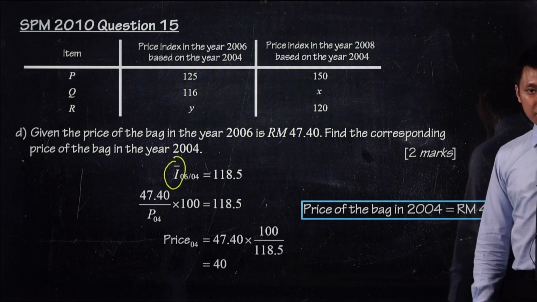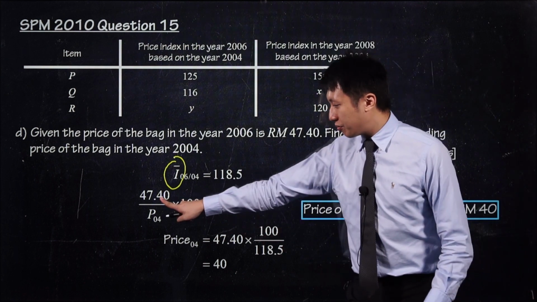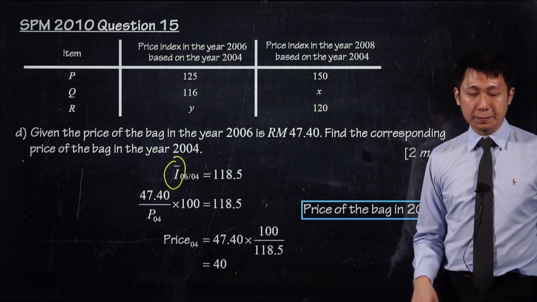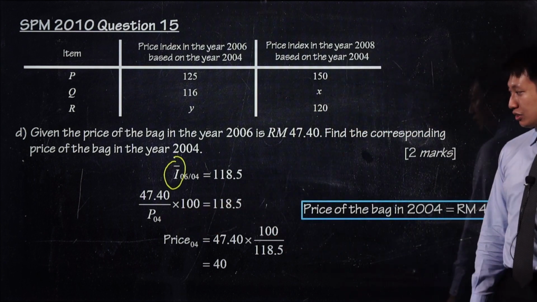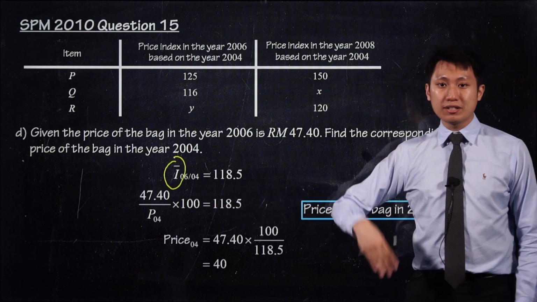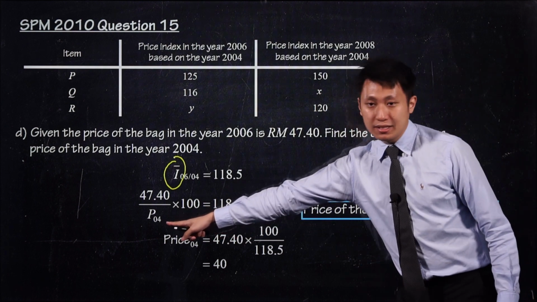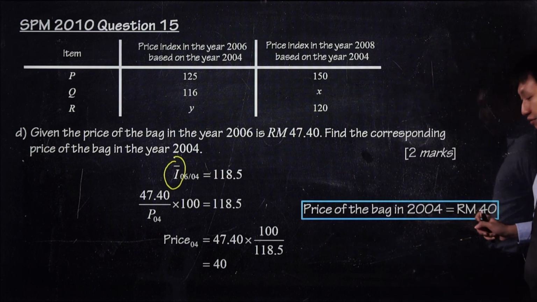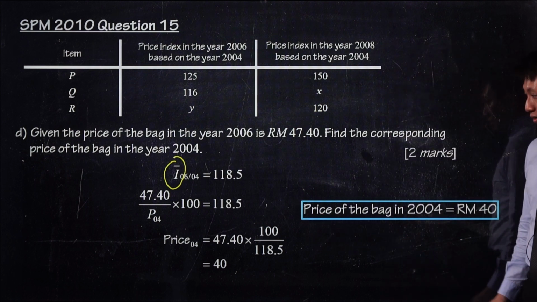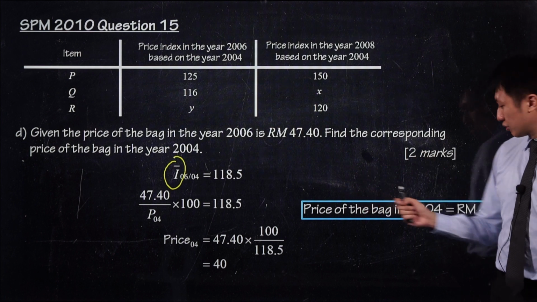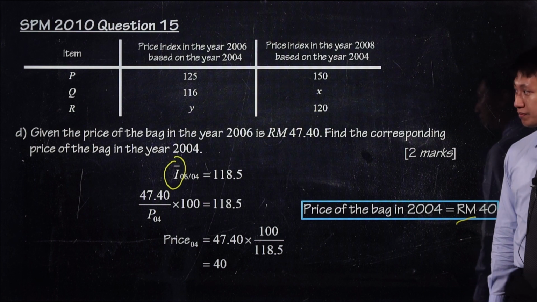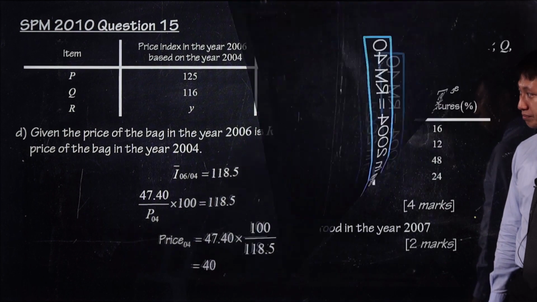Think about it, does it make sense or not? 47.4 divided by 40 multiplied by 100 is 118, which means an increase of 18%. So the base year 2004 should have a lower price, and that's why it's 40. It makes sense. For this case it's a price, so you have RM. This is correct. Okay, no problem. So we are done for this.